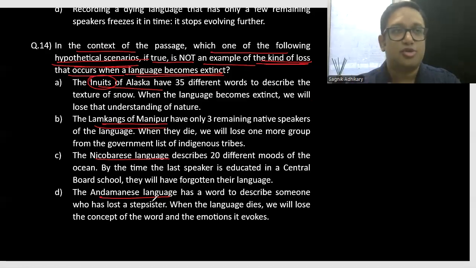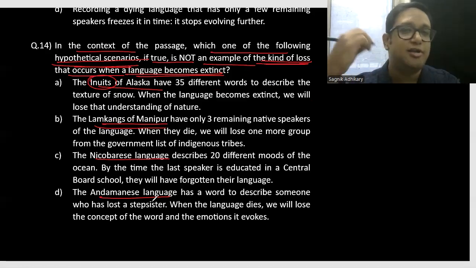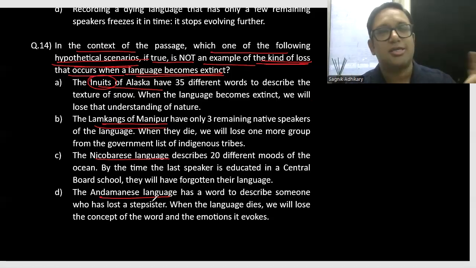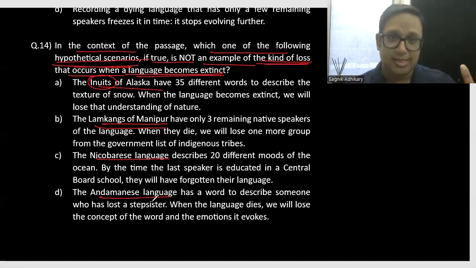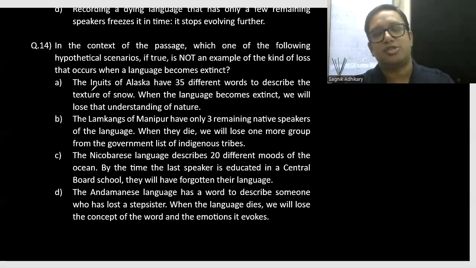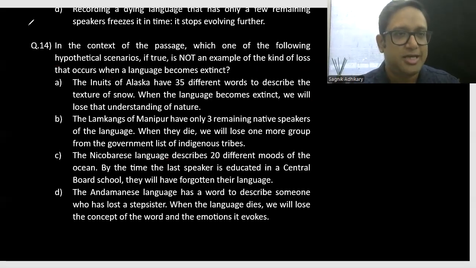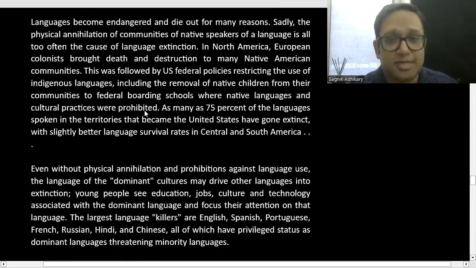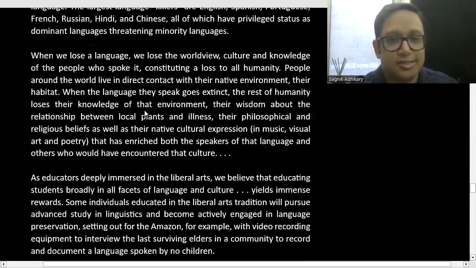So in this, we have to see which example correlates to the kind of loss that is mentioned in the third paragraph. When a language is lost, some other things are lost. These are examples of that. We are looking for something that is not an example. So this is also an except type question. We also remember from the third paragraph what is lost when a language is lost: the speakers of that language live in close proximity with their cultures.